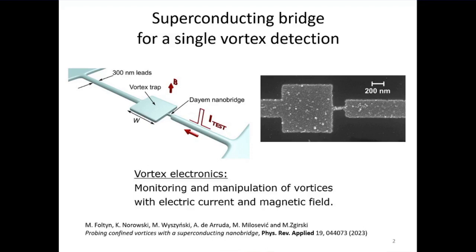So when we talk about the sensing and manipulation, the proper field to deal with such devices is vortex electronics. It aims at monitoring and manipulation of vortices to present new functionalities like memory cells or logical elements, and I will show you that this is actually a very functional, very rich device.